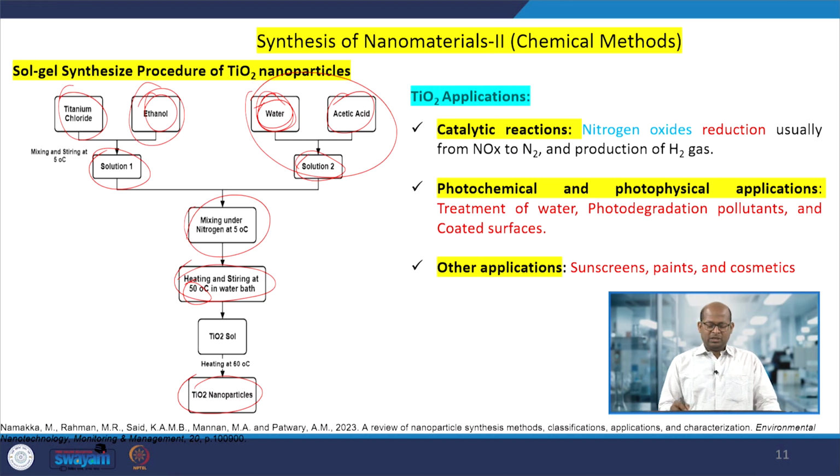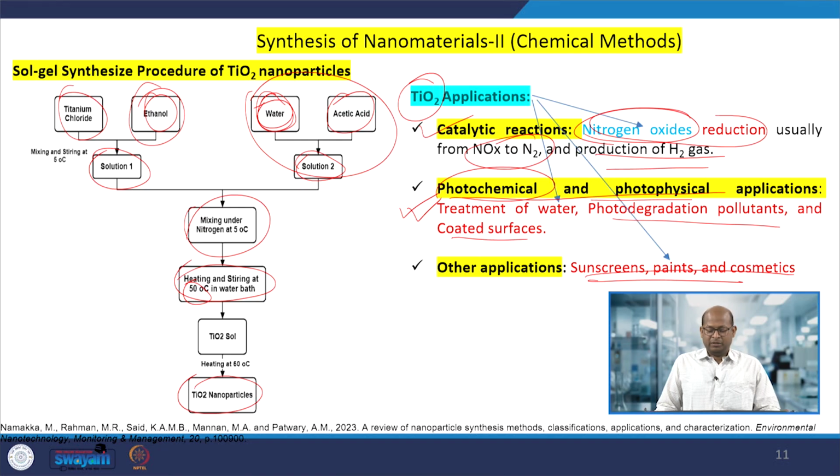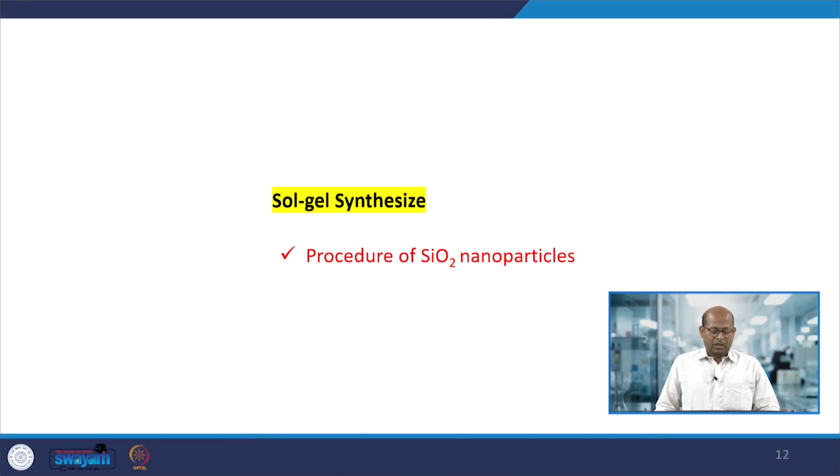So, these are the applications where these nanomaterials can be used: NOx reduction, production of hydrogen, photochemical reactions, wastewater treatment, photodegradation of pollutants, or coated surfaces. There are many places where this TiO2 material can be used, or also sunscreens, paints, cosmetics. There are numerous applications where it can be used.